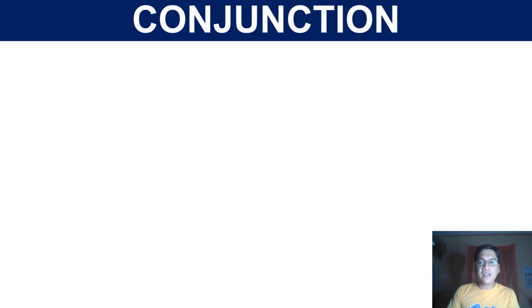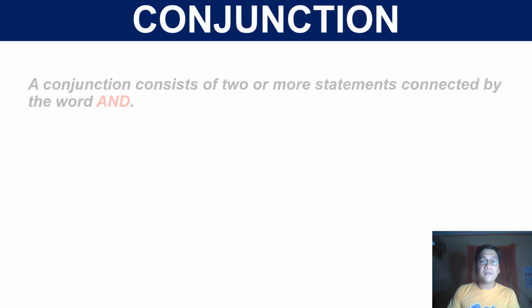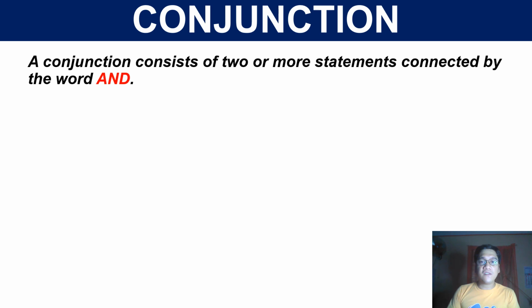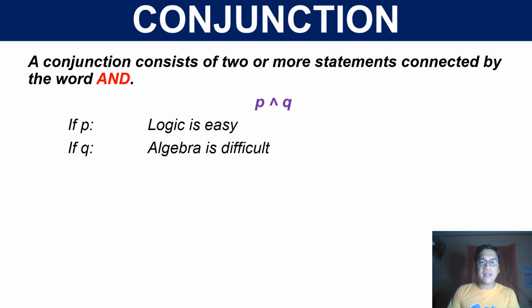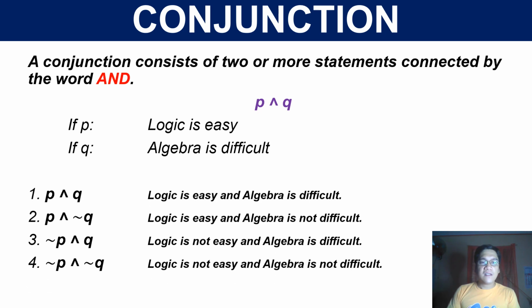Next is a conjunction. What is a conjunction? A conjunction consists of two or more statements connected by the word and. So in symbol, we have P and Q. Now let's look at an example. If our hypothesis is logic is easy and our conclusion is algebra is difficult. So we have the first one, P and Q. Logic is easy and algebra is difficult.